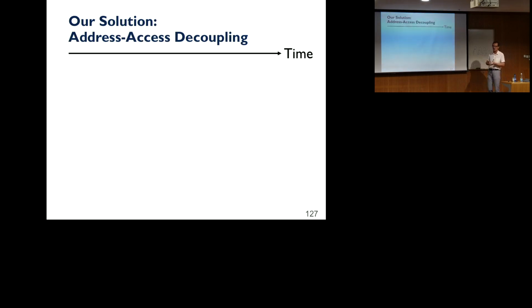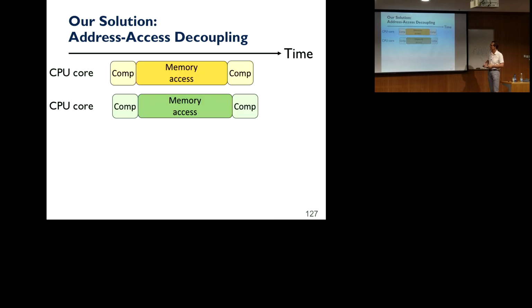So the solution is very simple. It's actually an old idea posed in a different way. The idea is decoupled access execute. That's Jim Smith's idea from the 1980s. And we use a very similar idea, address access decoupling.